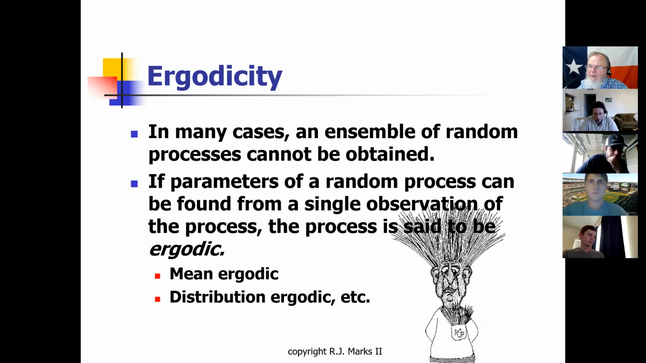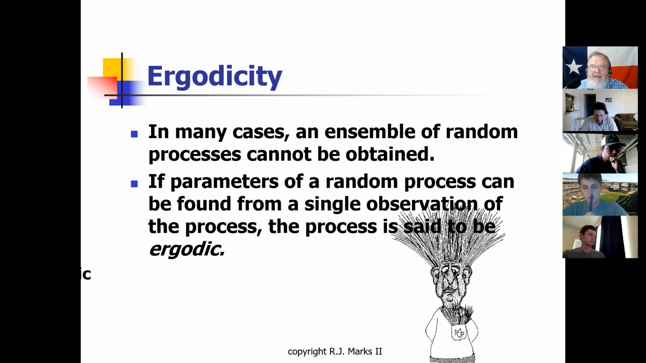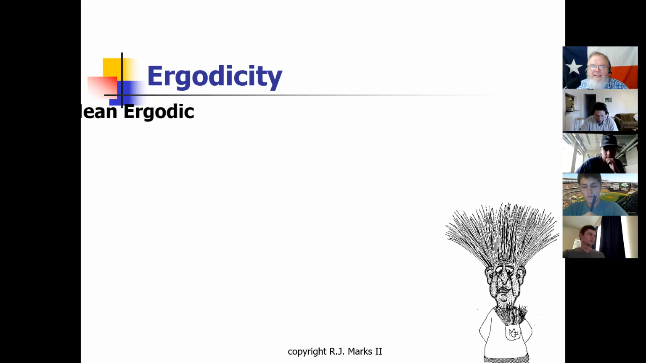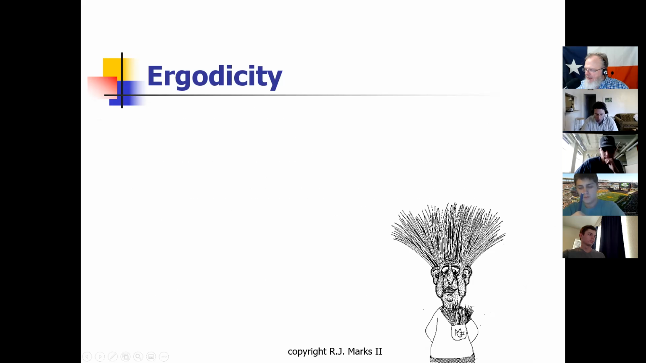For example, if you want to estimate the probability distribution, a joint or even a higher dimensional probability density function, from a single realization, that's referred to as distribution ergodic. And these are different types of ergodicity. So with that, let me explain here at least one interpretation of what is going on.